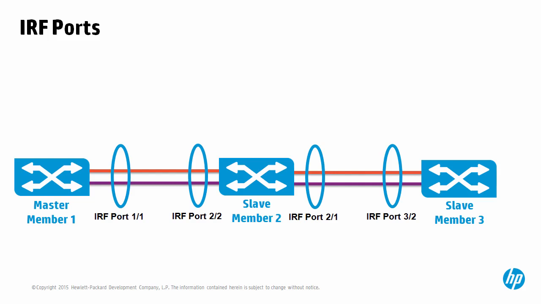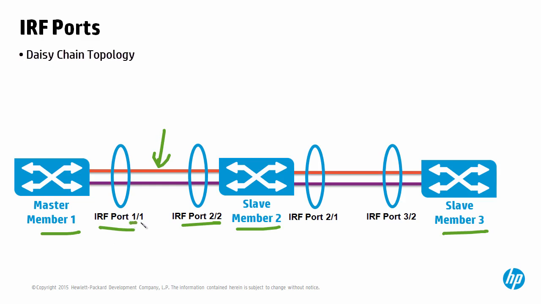In this example, we've extended the topology by adding a third member, and this is using what's called a daisy chain topology. Member 1 is connected to member 2, and member 2 is connected to member 3, but there's no connection between member 1 and member 3. Notice how the logical IRF ports are connected to each other. So the physical interfaces could be the same numbers, 10 gigabit 1049 to 10 gigabit 2049, but what's important is the logical IRF ports. IRF member 1, port 1, is connected to IRF member 2, port 2, which is correct.